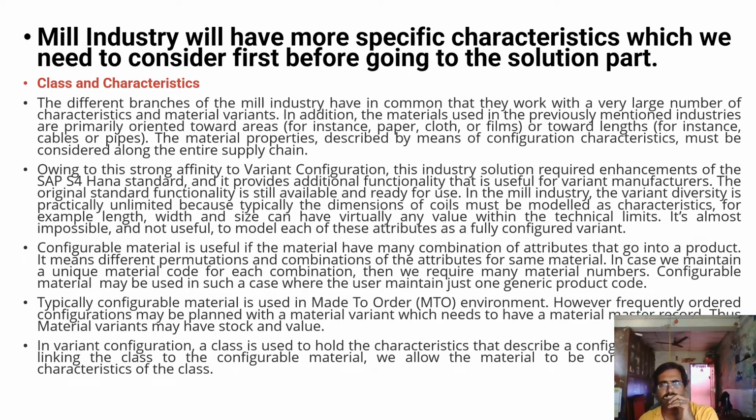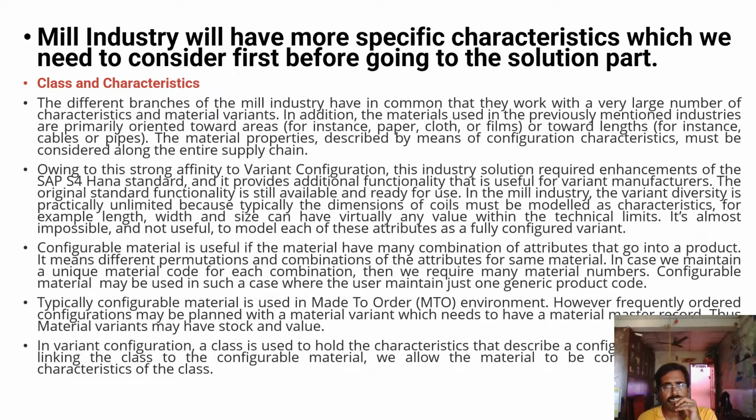In addition, the materials used in the previously mentioned industries are primarily oriented towards areas, for instance paper, cloth, or films, or towards a length, for instance cables or pipes. The material properties described by means of configuration characteristics must be considered along the entire supply chain. Owing to the strong affinity to variant configurations, the industry solutions require enhancements of the SAP S/4HANA standard, and they provide additional functionality that is useful for variant manufacturers. The original standard functionality is still available and ready for use.